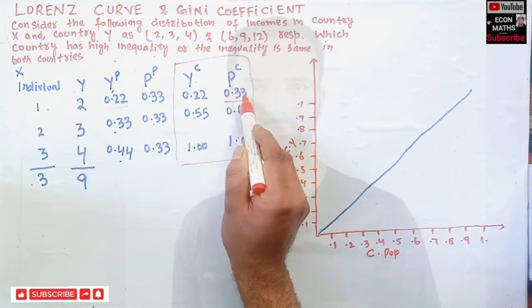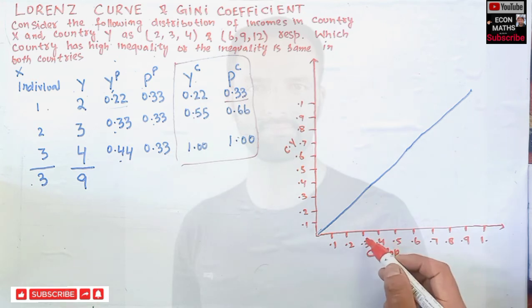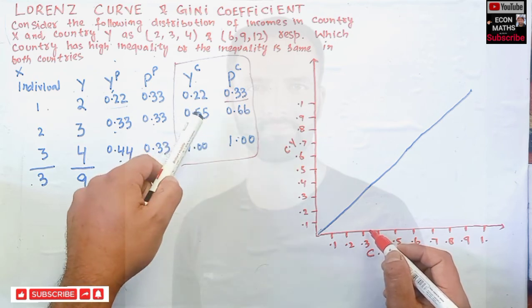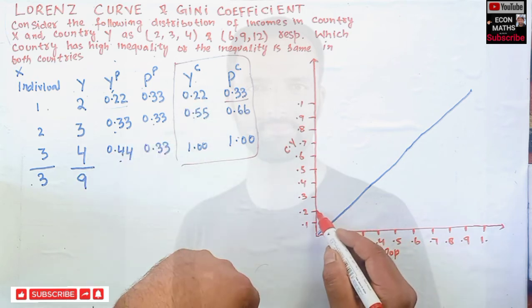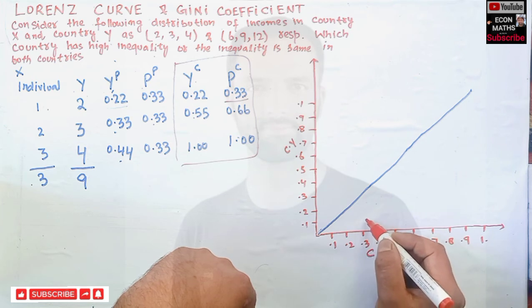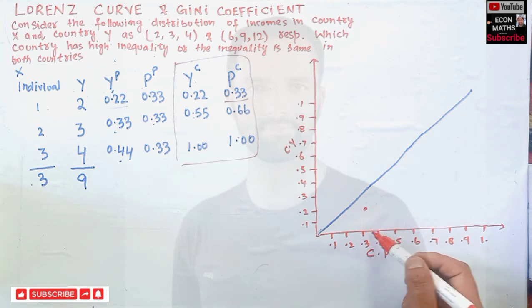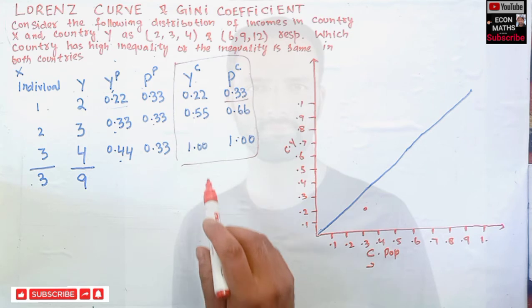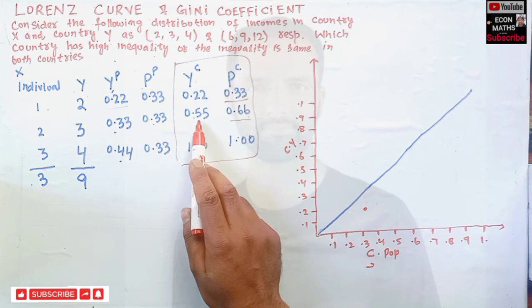This tells us that 33% of the population owns 22% of the income. So here we have 30, 40, so 0.33 would be here, and they receive 22% of the income. So we have 20, 30, so 22, 33. Let us say this is the point. This point tells us that 33% of the population owns 22% of the total income or GDP in the country. The second point is that 66% of the population owns 55% of the total income.